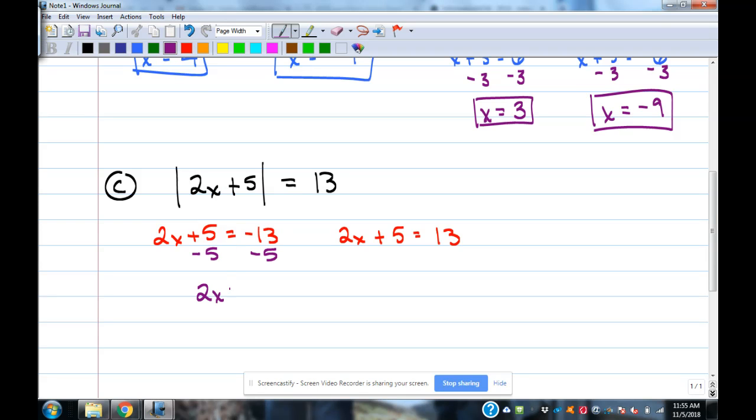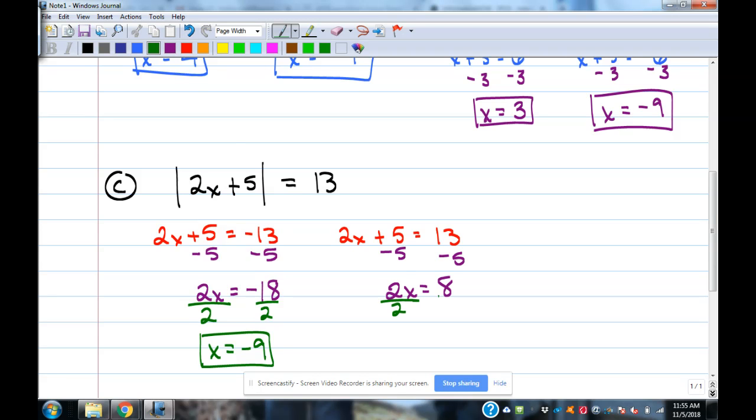So you have 2x is equal to negative 18. And then divide by 2. Negative 9 is x. And then the other side, same steps. Still going to subtract 5. 2x equals positive 8. Divide by 2. X is positive 4.